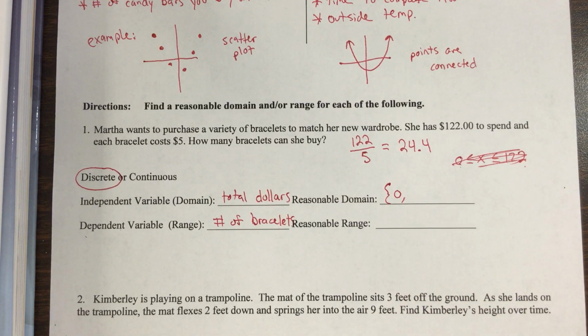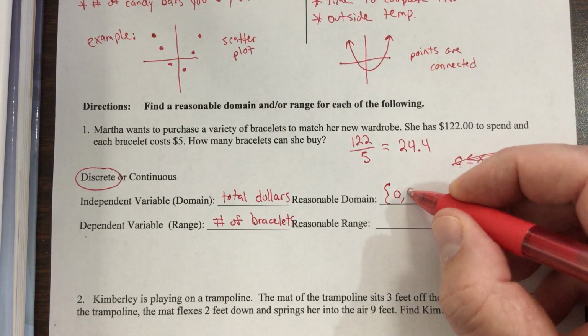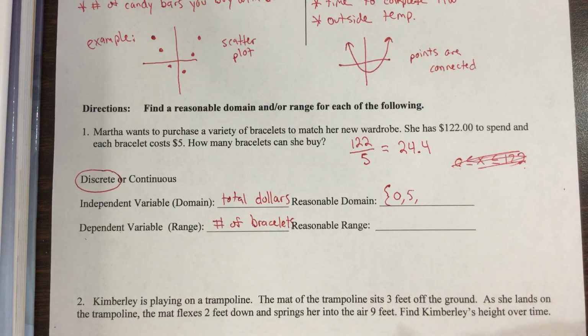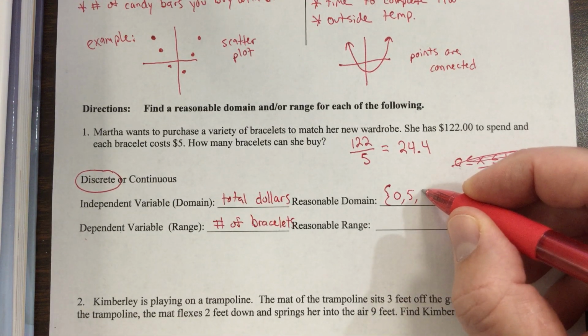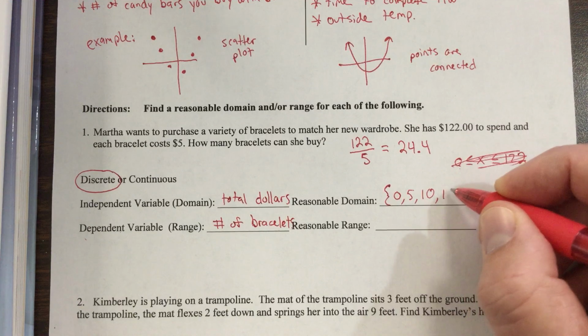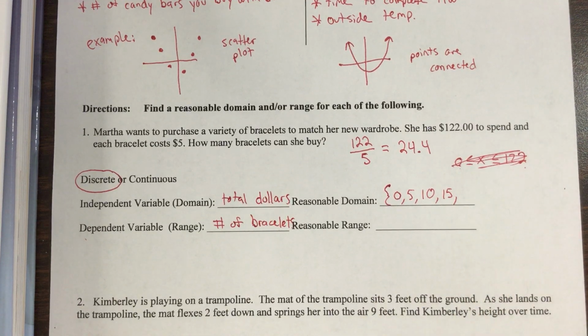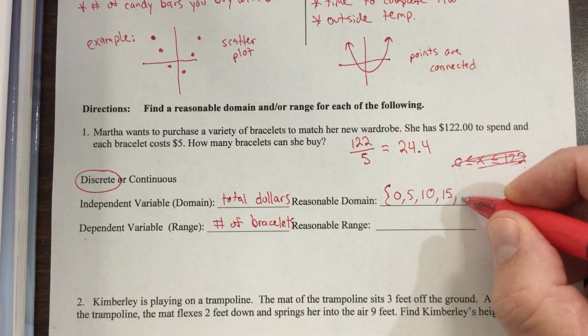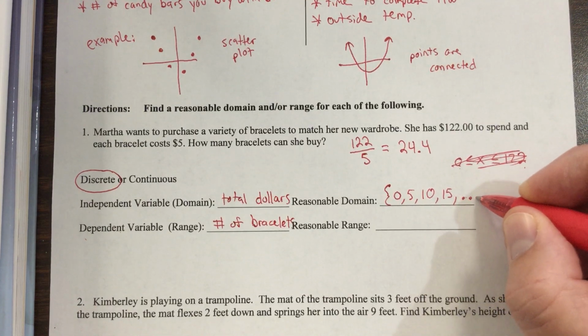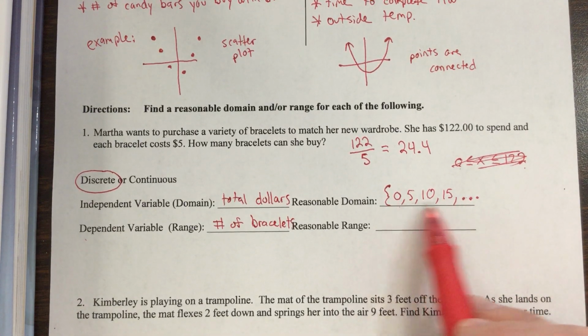So you could spend 0. If you buy one bracelet, $5 would be a possible amount you could spend. You could spend $10 if you buy 2, and $15 if you buy 3. And I could keep going, but I'm going to use an ellipsis. You don't have to list them all out, and what you want to do is hit the ellipsis.